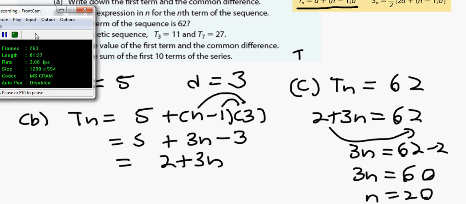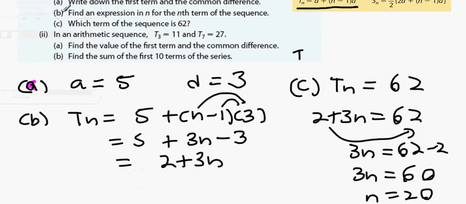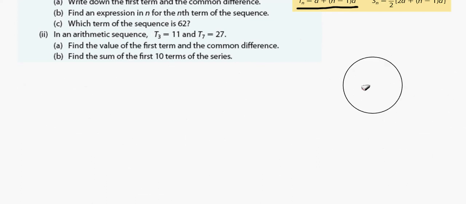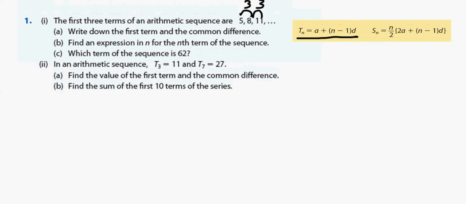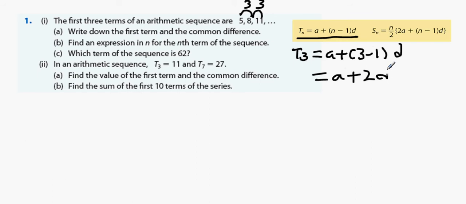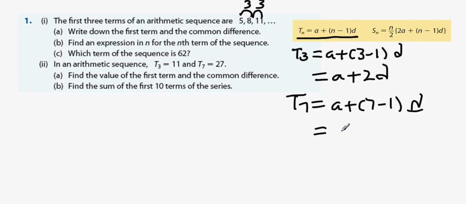Okay, so next question. In an arithmetic series, T3 equals 11 and T7 equals 27. What we're going to do for this one is go back up and use our common formula, Tn. What we can say about T3 is that T3 is a plus 3 minus 1 times d. T3 is a plus 2d. Likewise, T7 is when n equals 7, so T7 is a plus 7 minus 1 times d, which is a plus 6d.